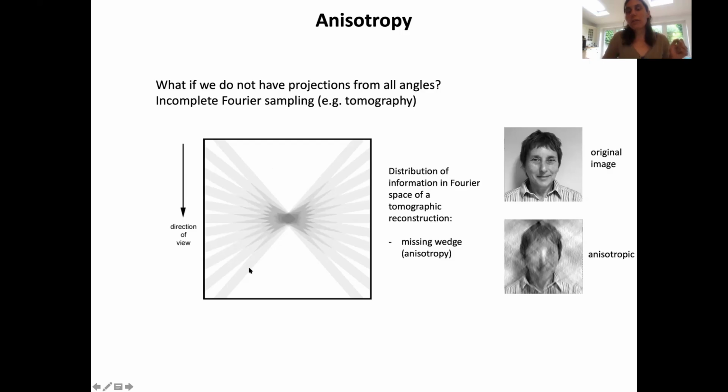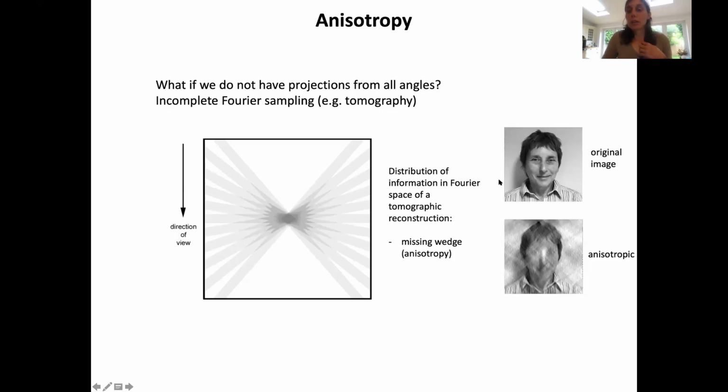I'm just showing a 2D slice here, but this is how a Fourier transform will look if I'm intersecting the Fourier transform of projections that have preferential orientation, or in this case, the one of tomography. I have a missing wedge of information because I cannot tilt the sample all the way through. So I'm missing some views, I'm missing some projections. This means that the reconstruction will be anisotropic.